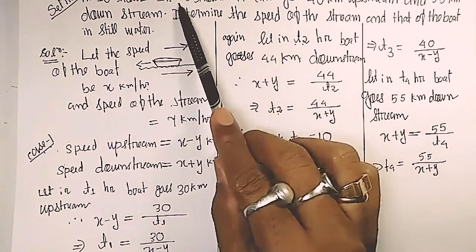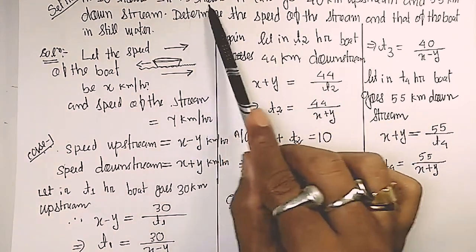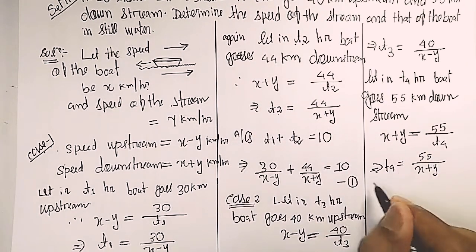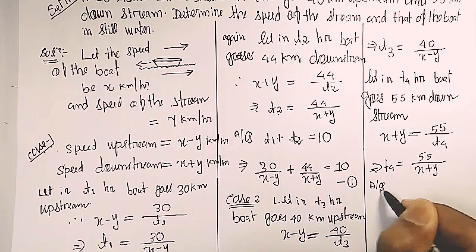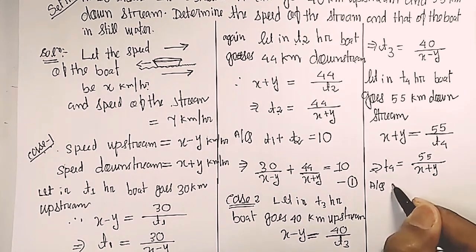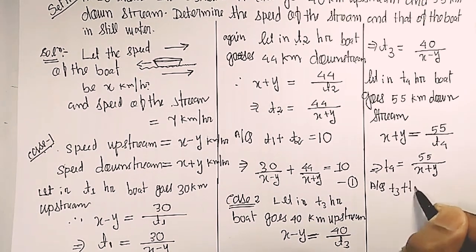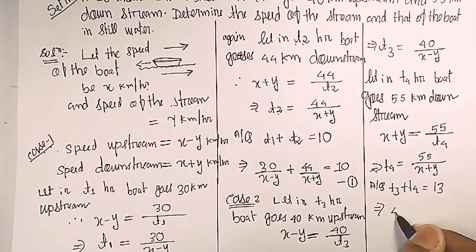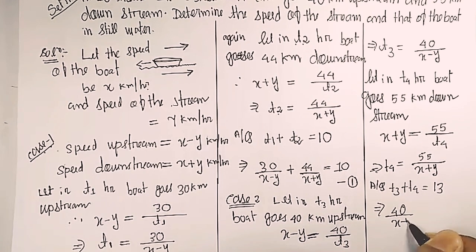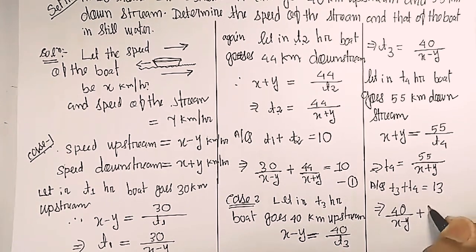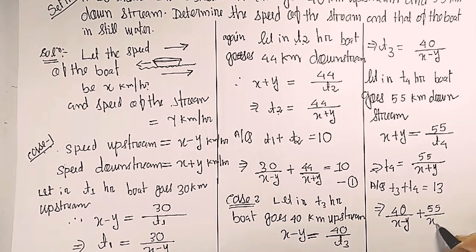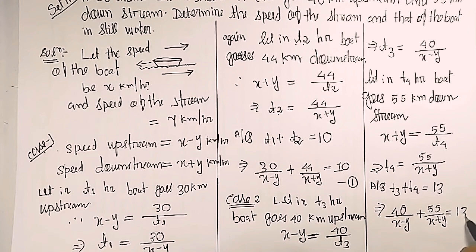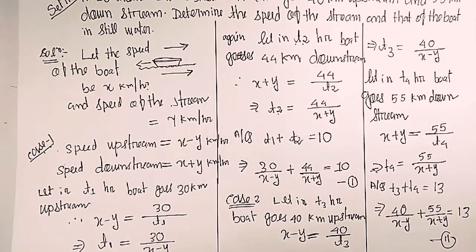So what is the total time taken in 13 hours? Total time taken for the second case is 13 hours. So according to the question, T3 plus T4 equals 13. So T3 means 40 divided by x minus y, T4 means 55 divided by x plus y, and the sum equals 13. Give it equation 2.